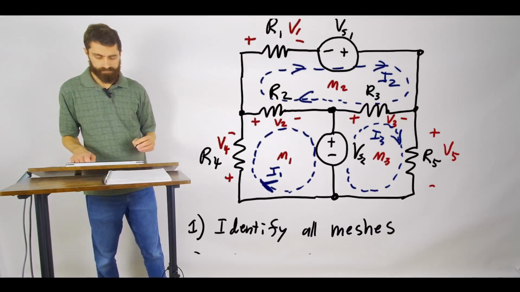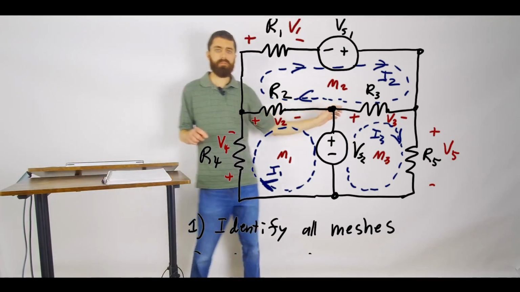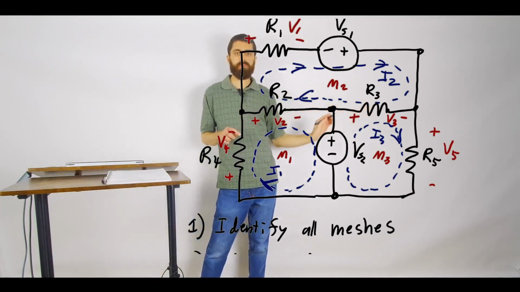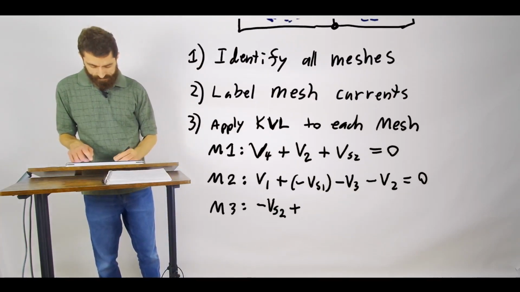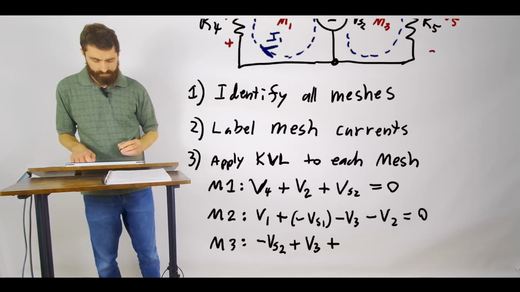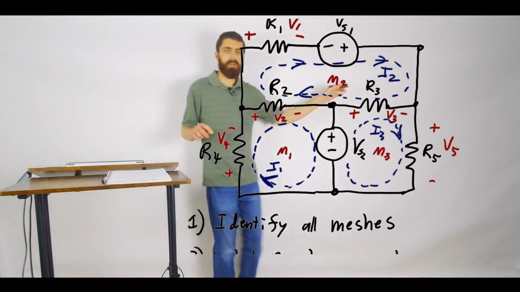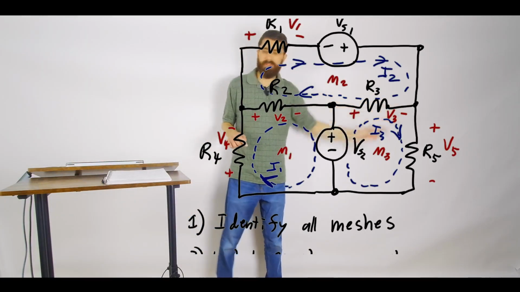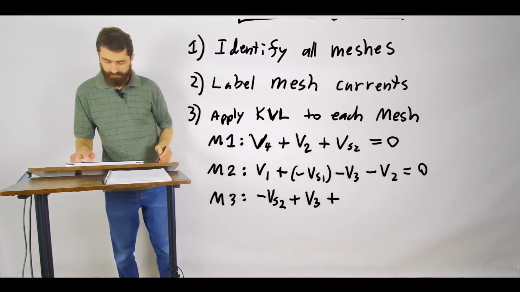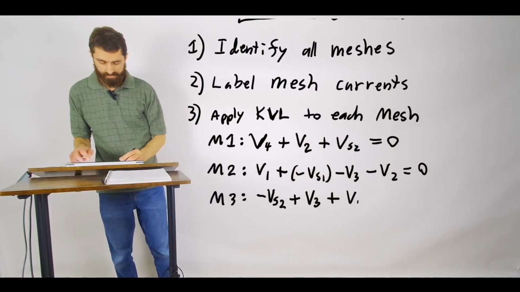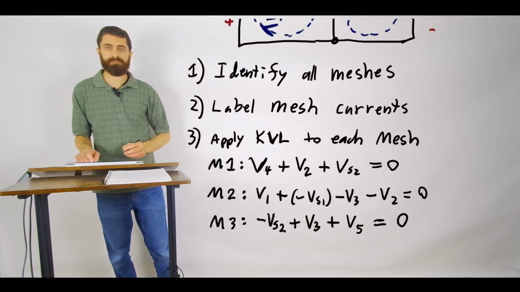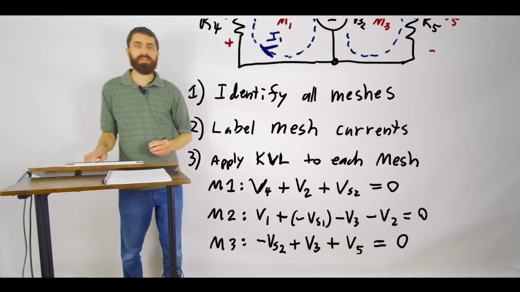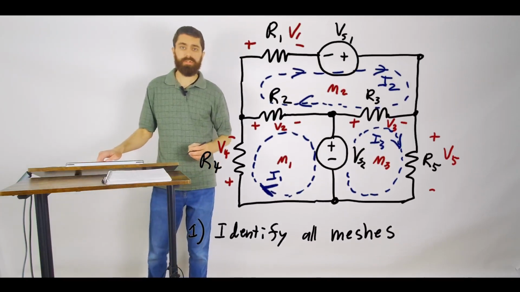Plus the voltage V3 across this resistor, and we hit the plus sign there, so plus V3. And then we go around and we hit another plus sign there, plus V5. And that's all equal to 0. So we've applied KVL to each mesh.